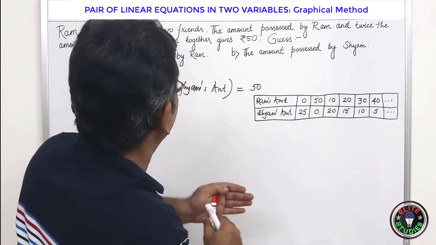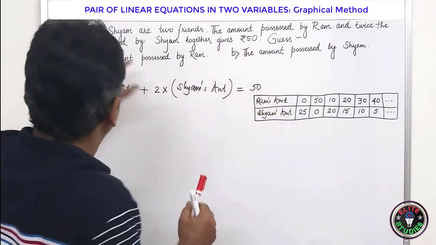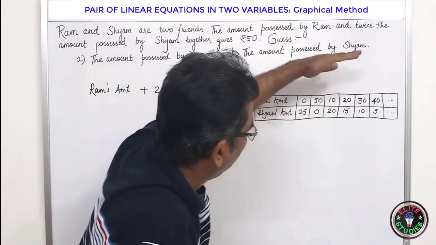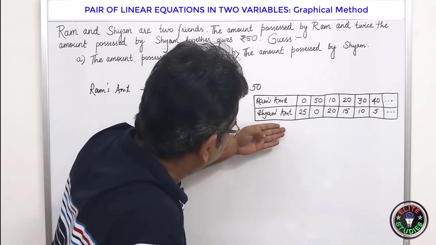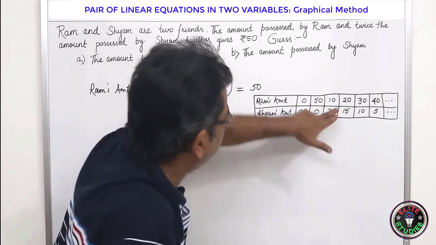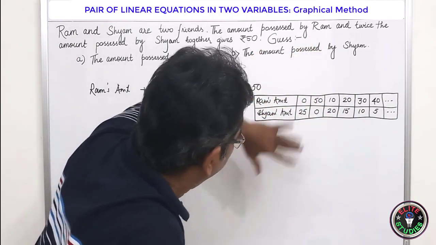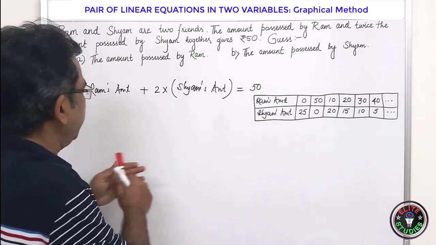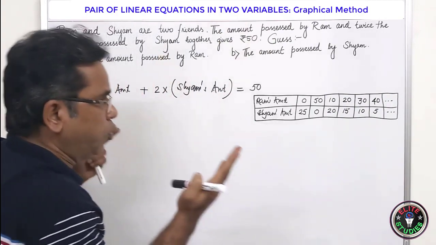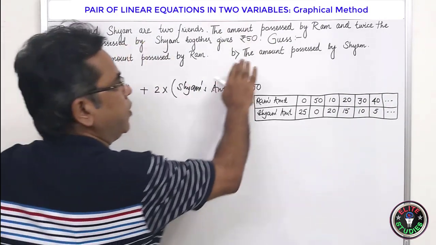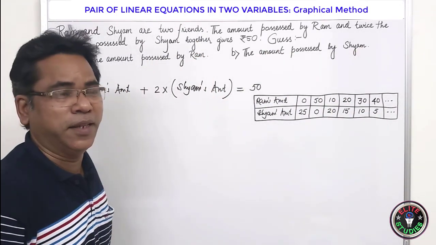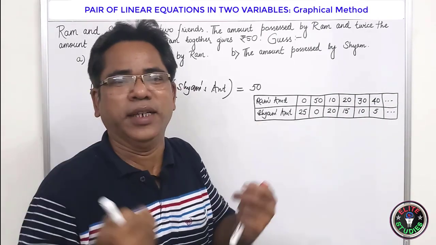So what can we say? We cannot exactly guess the exact amount possessed by Ram and the exact amount possessed by Shyam. Yes, we can have all these values. If Shyam's amount is this, then Ram's amount will be that. But we don't know the exact value. So from this given condition, we are unable to guess the exact amount possessed by Ram and by Shyam. So in this game, we couldn't guess. Then the question is, what is the solution?